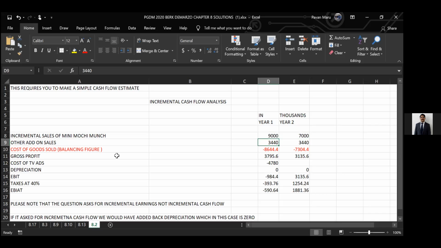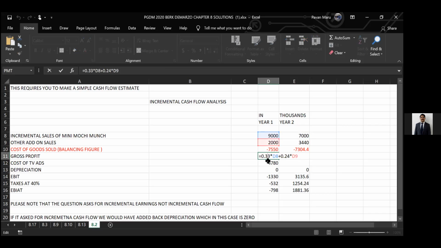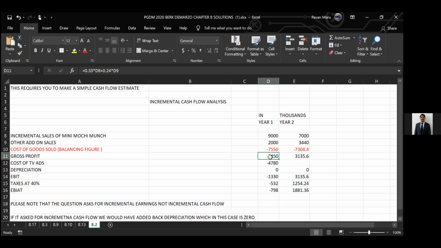Now we go to the second number. What are the other add-on sales? 2 million. So 2,000 for year one. Let's work with year one right now. I don't care about cost of goods sold. Now, what is the figure returned? What are the taxes? Now what is my gross profit? What is my gross profit percentage? 35% for mini mochi and 25% for other products.